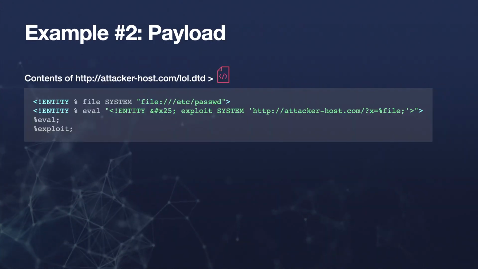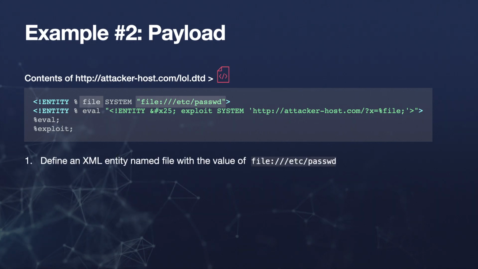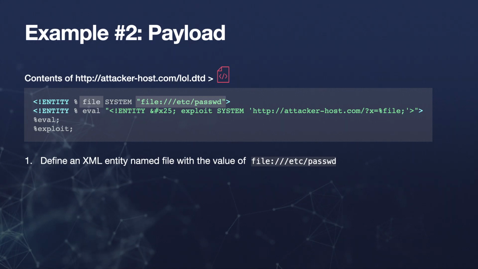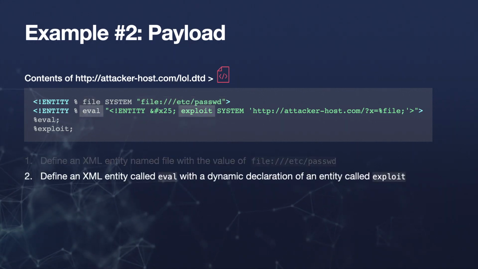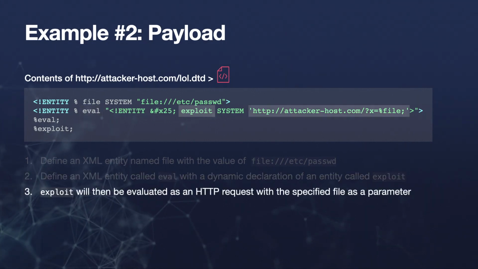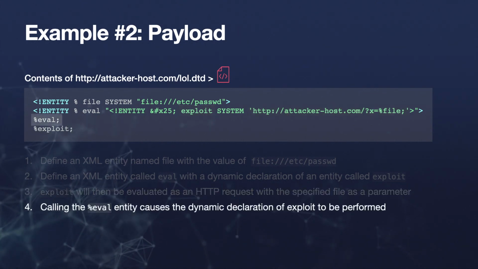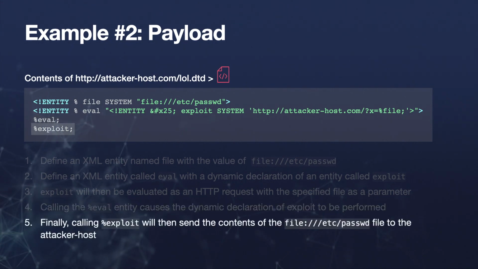So our payload here is a little more complicated. This is the contents of our maliciously hosted DTD file at attackerhost.com. So we first define an XML entity named file with the value of file:///etc/passwd. We then define an XML entity called eval with a dynamic declaration of an entity called exploit. Then exploit will be evaluated as an HTTP request with the specified value file as a parameter. Calling the eval entity causes the dynamic declaration of exploit to be performed. Finally, calling exploit will then send the contents of the file to the attacker host.